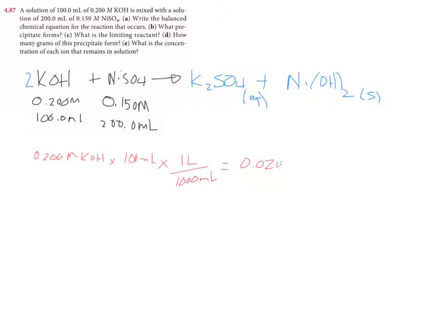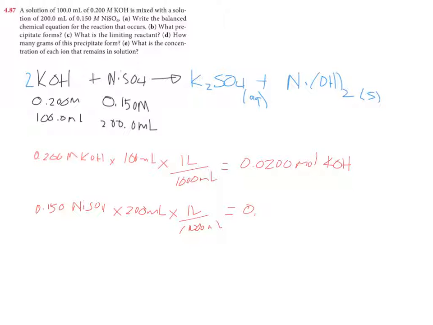In order to find the limiting reactant, which is part C, we've got to convert to moles so that we can use the coefficients of the equation to help us figure it out. Well, you remember that molarity times volume gives us moles. So we have 0.02 moles potassium hydroxide. We do the same for nickel sulfate, and we find that we have 0.03 moles of nickel sulfate.